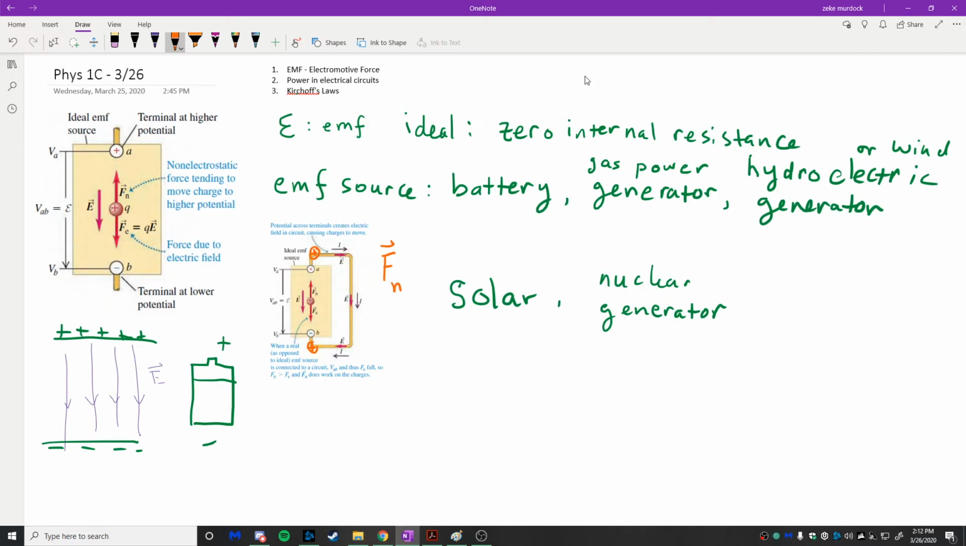And what is that thing? So maybe you guys can tell me, in a battery, what is the concept, or what is the energy source that provides this non-electrostatic force inside of a battery? Do you guys know?